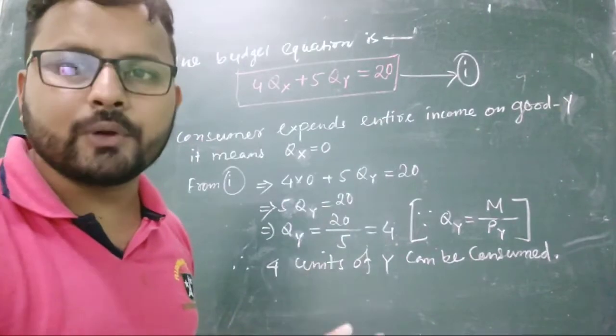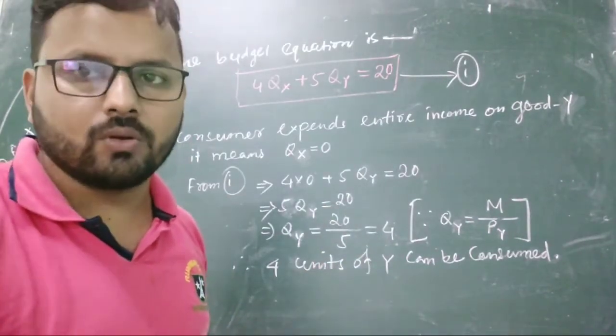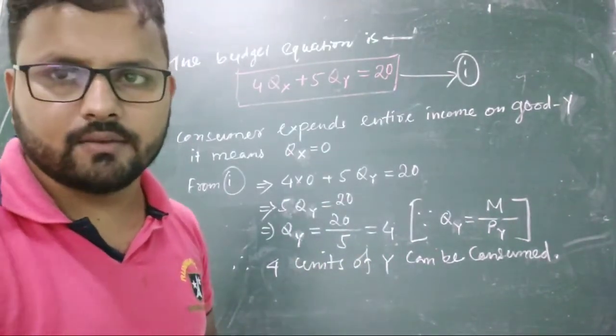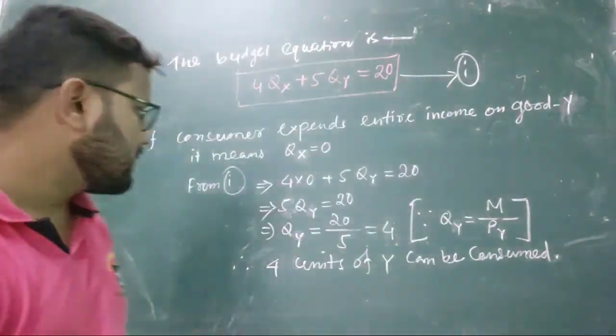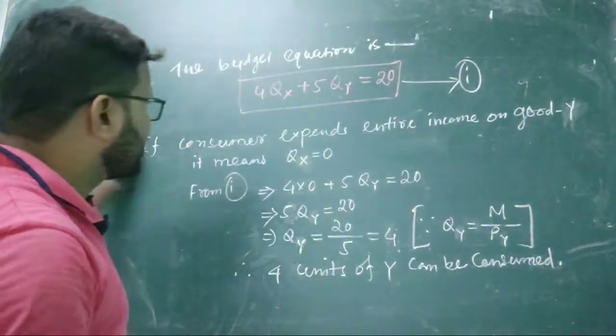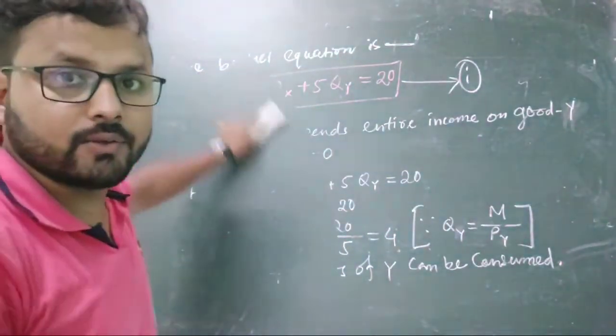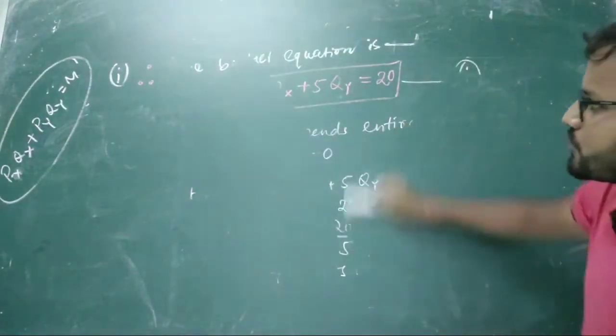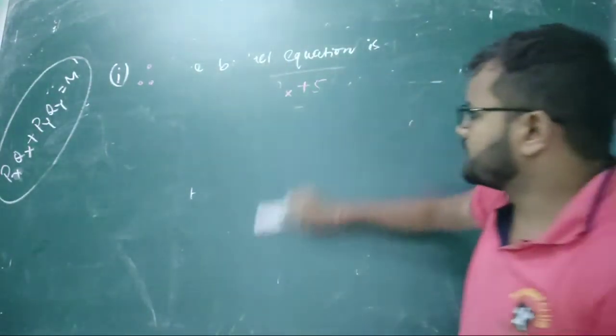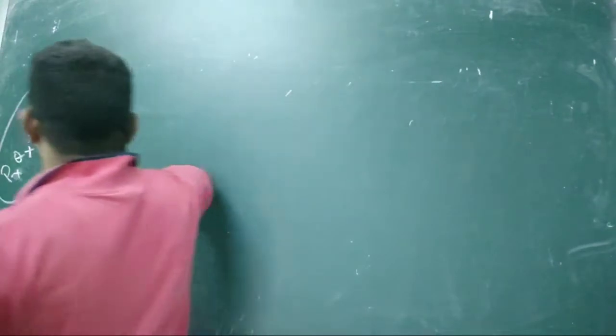Though this is a simple maths, you have to explain more for better understanding and for better representation. Clear? So up to this clear? So now the next question, the last question, question number 4, is what is the slope of the budget line? What is the slope of the budget line?